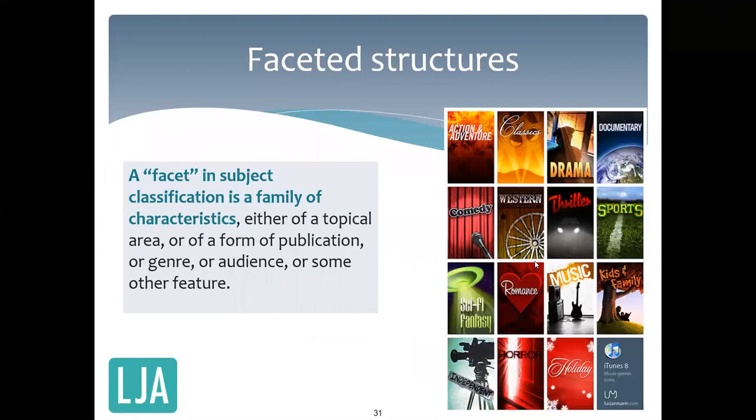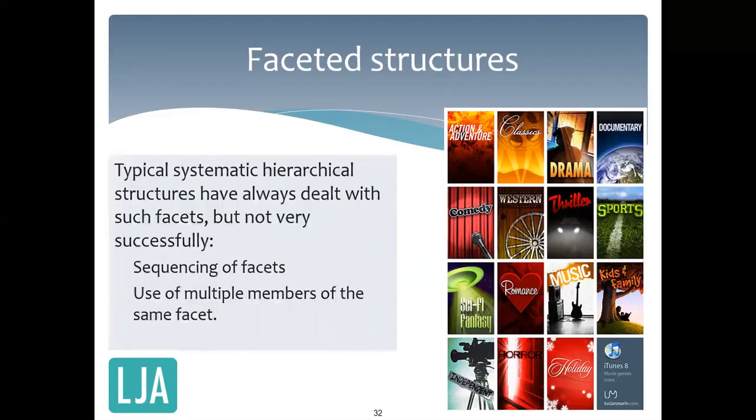But once you get there, make sure to check your hierarchies and verify your work. So check your hierarchies all the way up. Make sure to read all your notes. So a facet in subject classification is a family of characteristics, and this can be a topical area, a form of publication, a genre, audience, or other feature. And this is really where we start looking at literature and things like that.